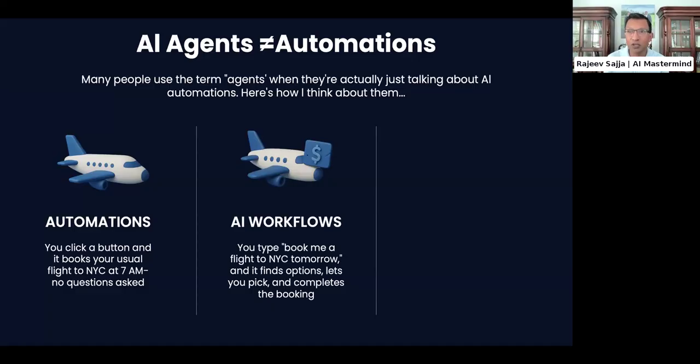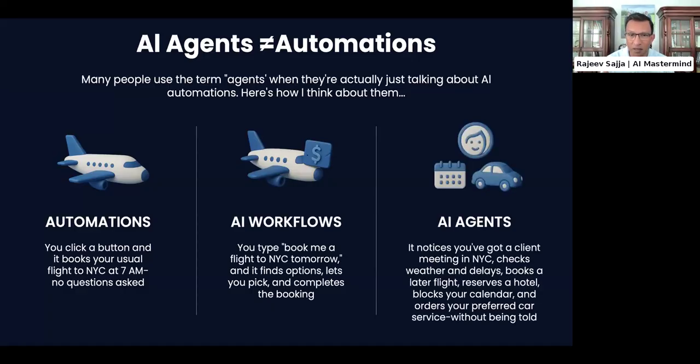Now let's look at what an agent would do if you gave it the same command. Book me a flight to New York City tomorrow. It notices on your calendar you got a client meeting in New York City, checks the weather and delays, books a later flight than 7 a.m., reserves a hotel, blocks your calendar, and orders your preferred car service without being told. Now, some of it you can still say, I still need to know, and that's what the agent would do.